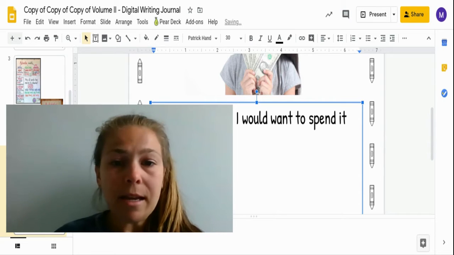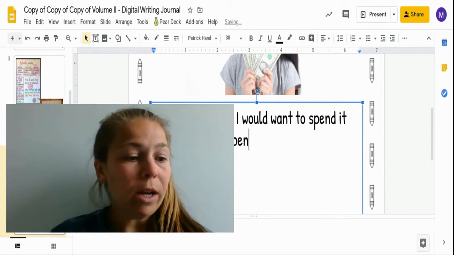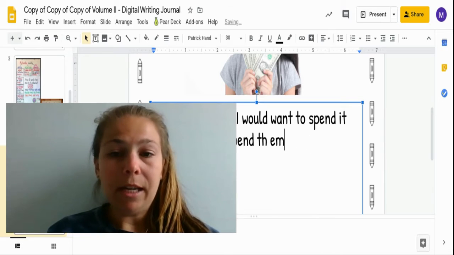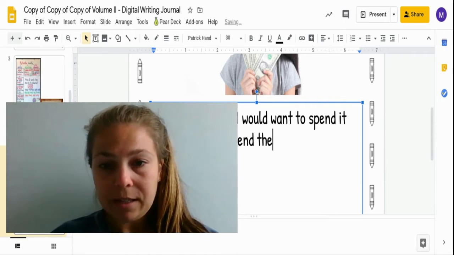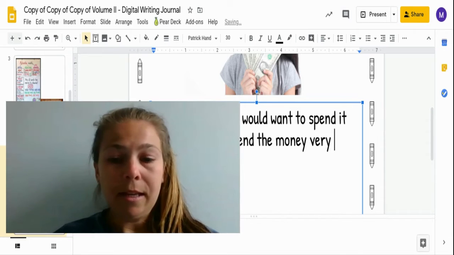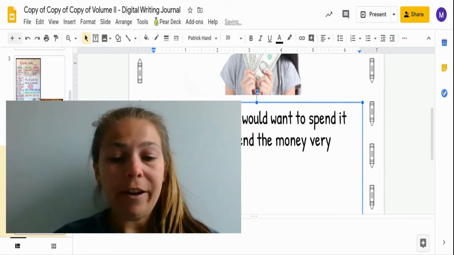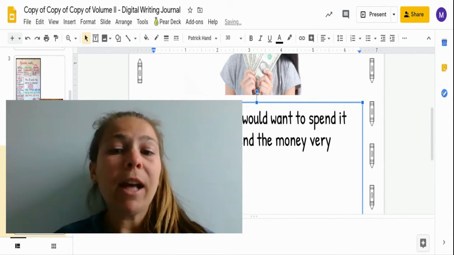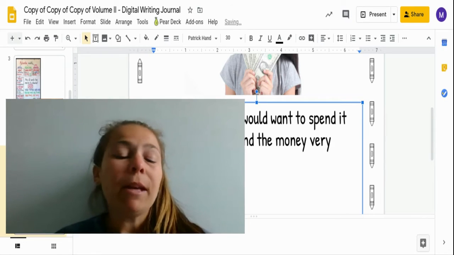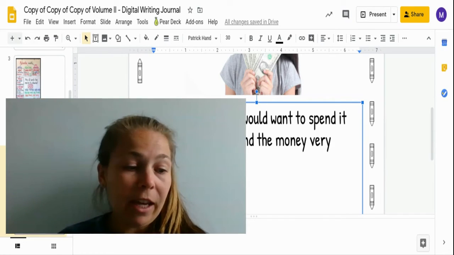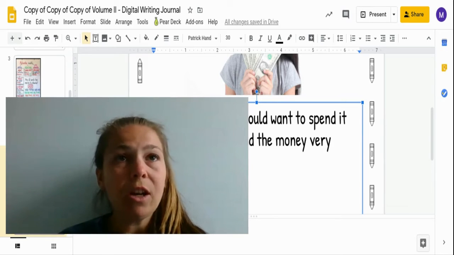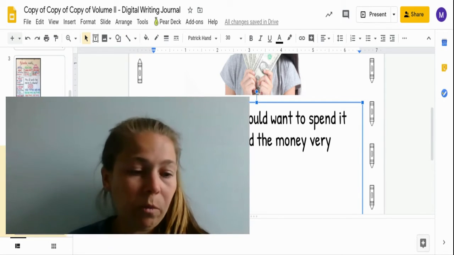Okay, so let me add another detail. I would spend the money, ooh, I forgot the space there, the money very carefully. So here's my other adverb, okay? I would want to spend the money very carefully. So how do I want to spend it? Very carefully. I don't want to just go out to the store and spend it all at once.